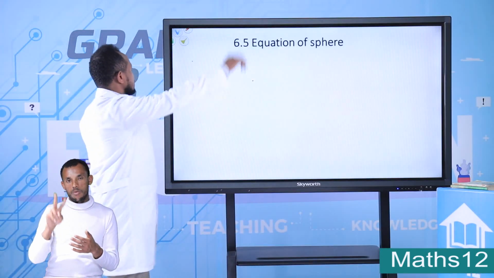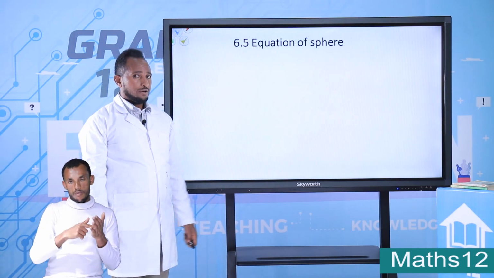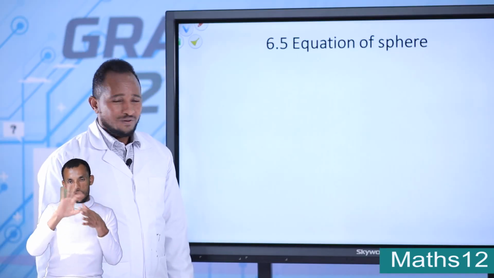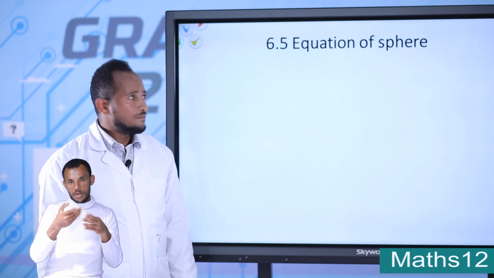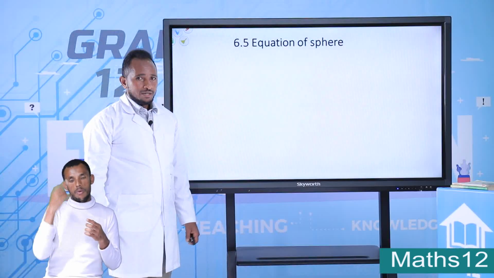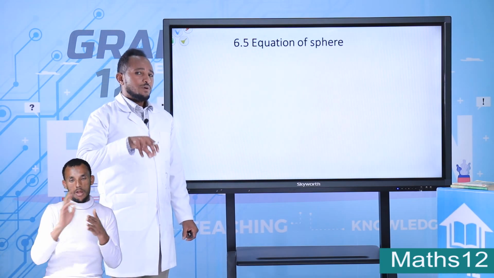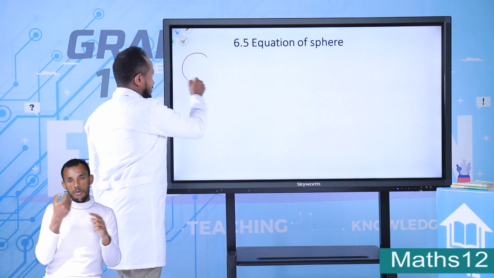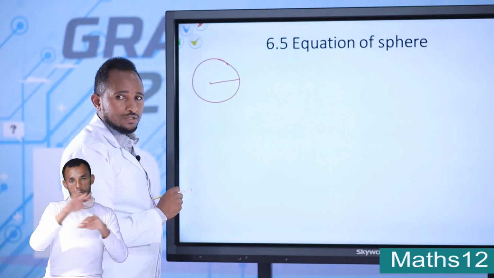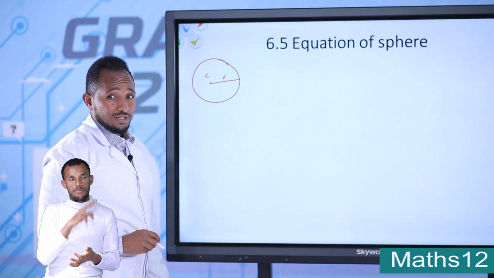Now, next to this, let's see the other section, 6.5, equation of a sphere. To write the equation of a sphere, let's start from the equation of a circle, just as you have learned in grade 11. If you remember, a circle is simply a set of points in a plane that are at equal distance from a fixed point. We call it the center, and the fixed distance the radius.